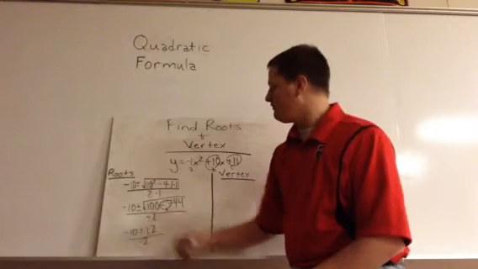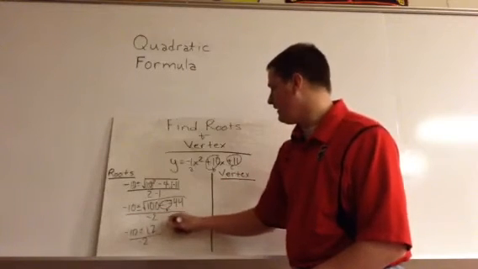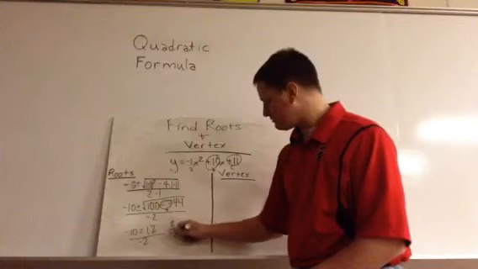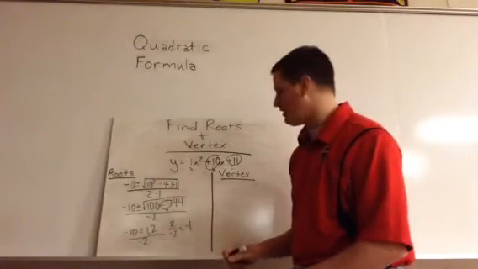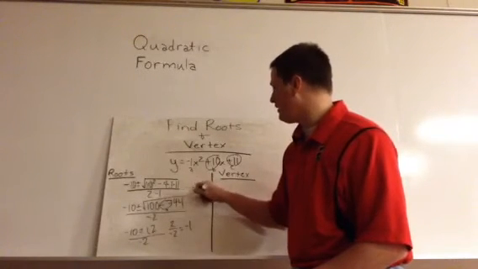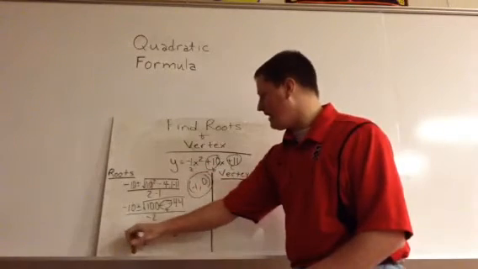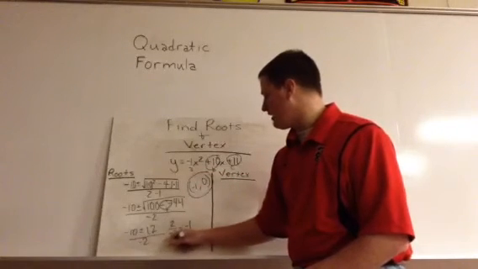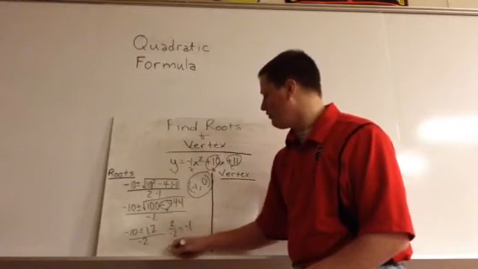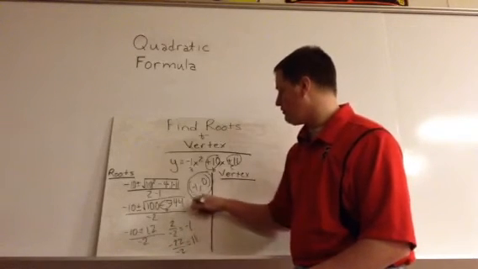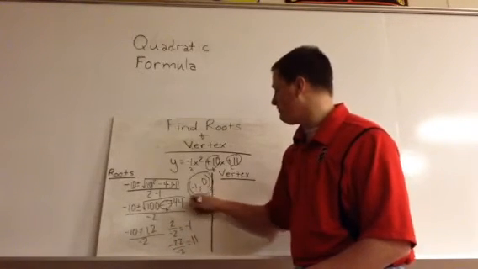So we're going to go negative 10 plus 12 is positive 2 over negative 2. So we've got a negative 1 as one of our possible roots. So negative 1, 0, I'm going to write that as one of my roots. And then I've got negative 10 minus 12, which is negative 22 over negative 2, which gives me a positive 11. So my other root is 11, 0.